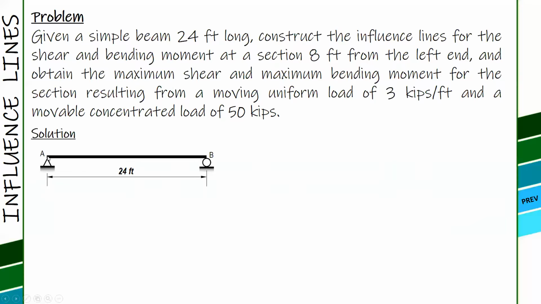Solution. We have this beam 24 feet long, and then we will get the influence line for the shear and bending moment at a section 8 feet from the left end. So first, shear at 8 feet from the left end. Here, 8 feet. And using Müller-Breslau principle or any other technique, we get the influence lines of shear at 8.